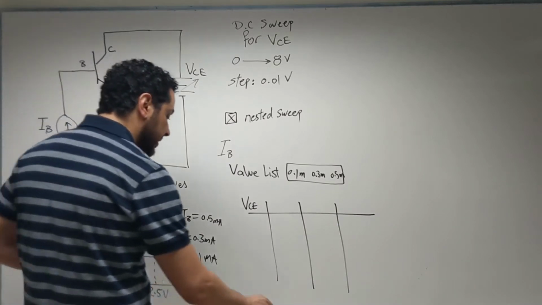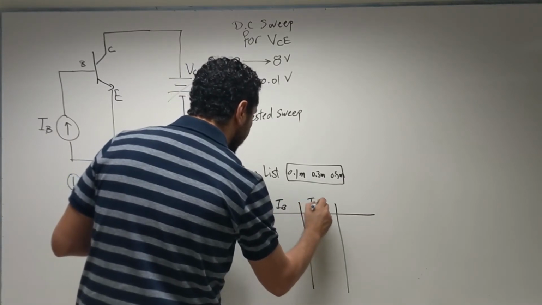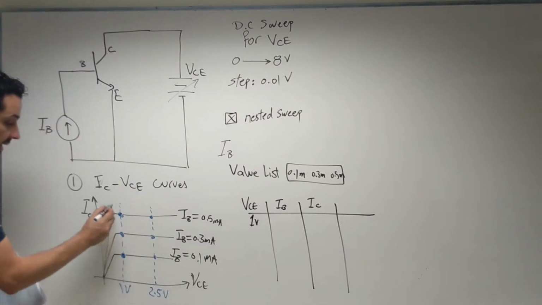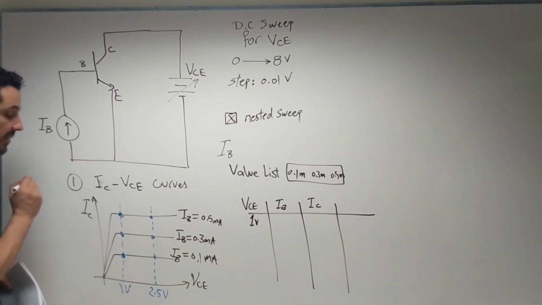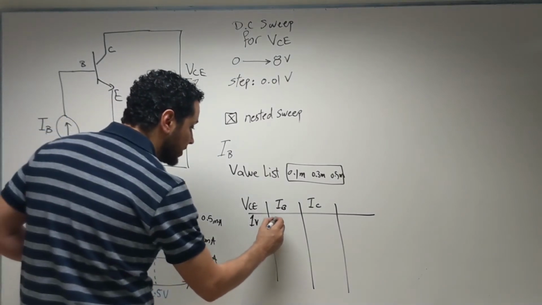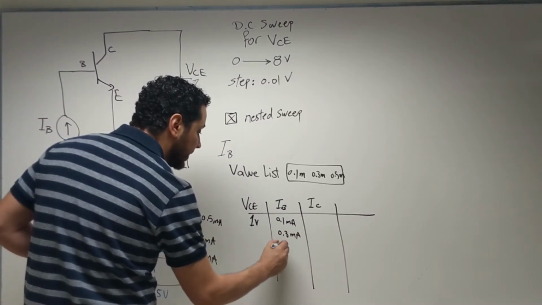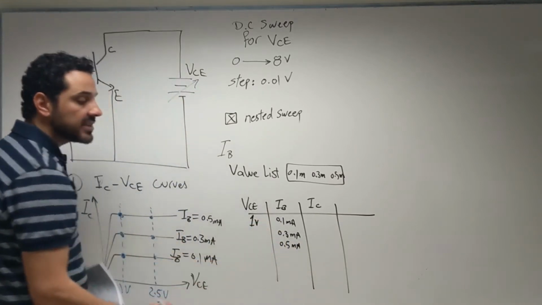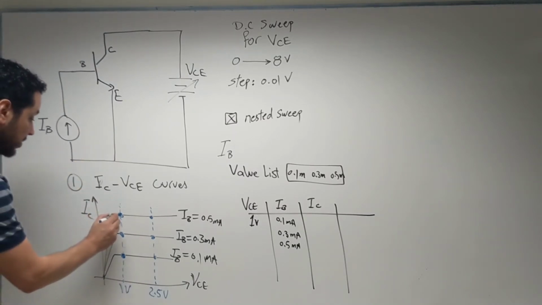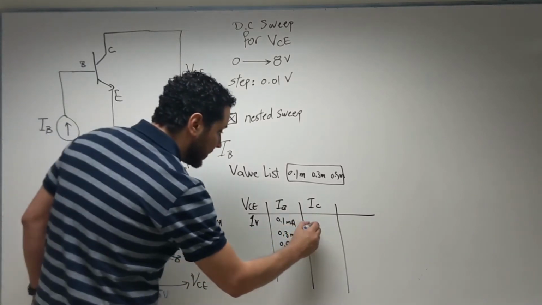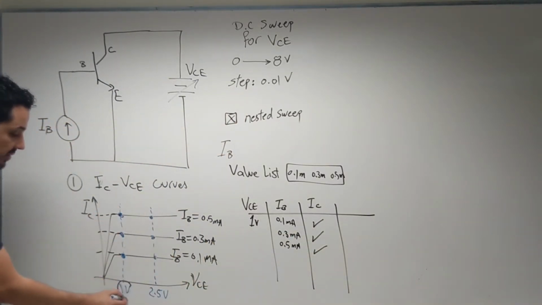So for the value of VCE that is 1 volt, you are going to measure I base and IC for the 3 curves. Of course, for the first curve, I base is 0.1, for the second curve, I base is 0.3 milli, and for the third curve, I base is 0.5 milli. So for VCE equals 1 volt, you will have I base 0.1 milliampere, 0.3 milliampere, and 0.5 milliampere. For these 3 values, you are going to measure, using the cursor on PSpice or any other tool, the value of IC in each case. This is for the first point of VCE, which is 1 volt.